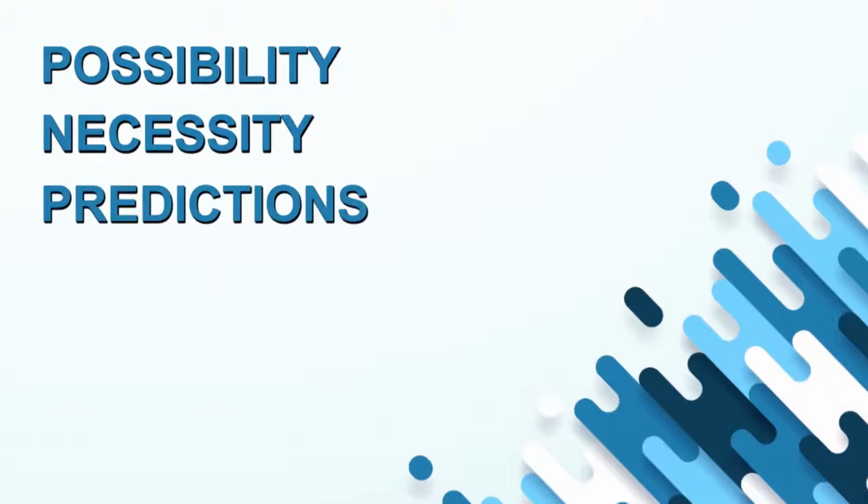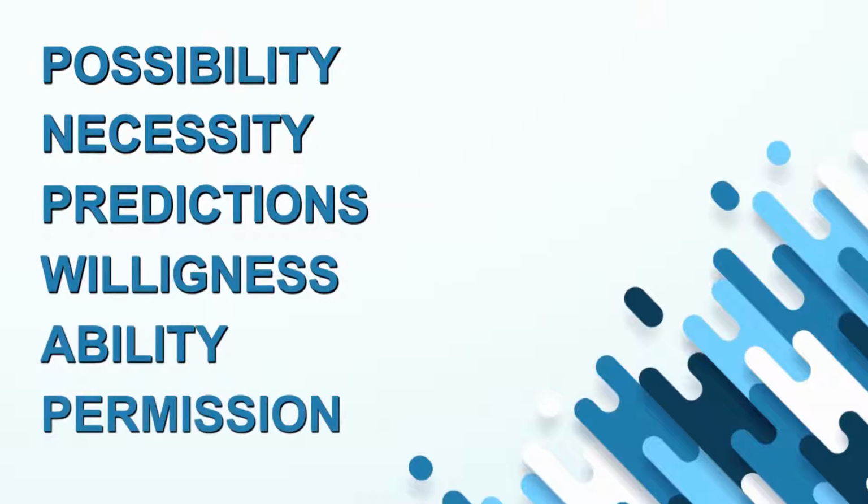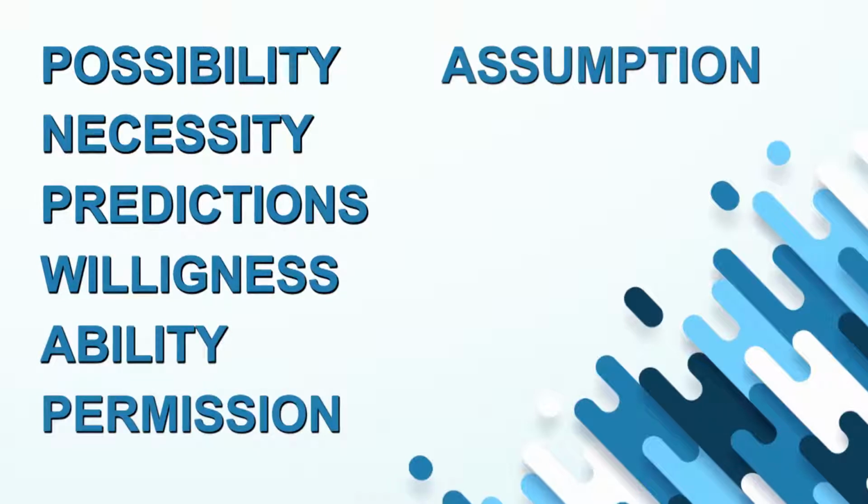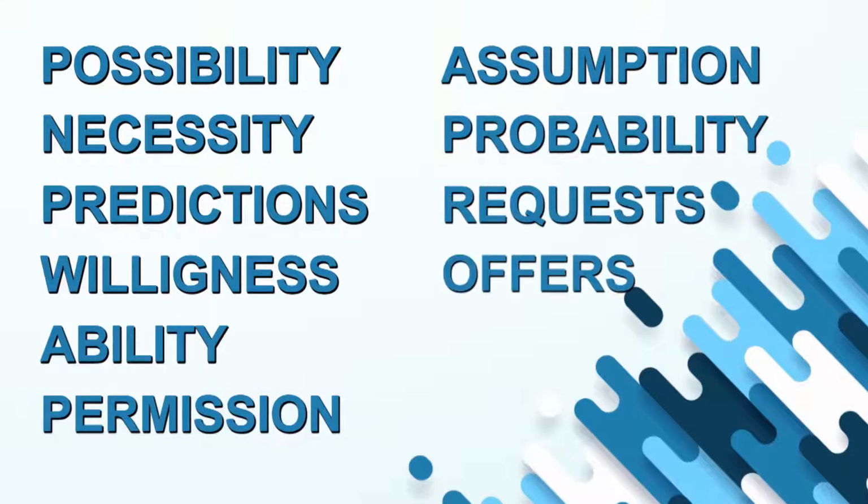Other special thing they have, they help us to express different kinds of things like possibility, necessity, predictions, willingness, ability, permission, assumptions, probability, requests and offers, and advice. All of those are the functions they help us to accomplish with the main verb. It's important to clarify that also some of these modal verbs don't necessarily have just one function, okay? They don't help just to do one thing, but that's something you will notice later.